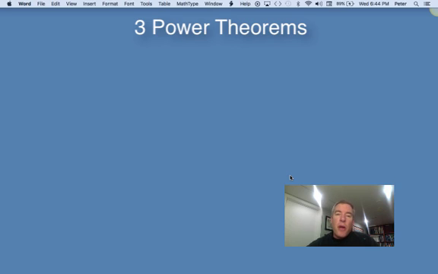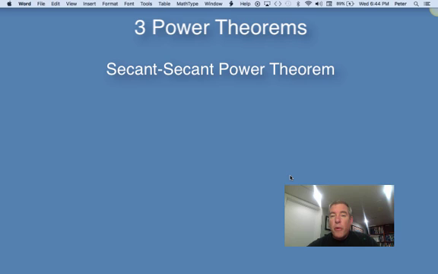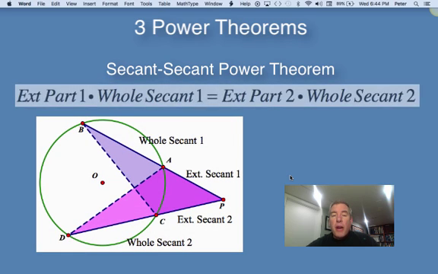It's the external part times the whole secant, which is equal to the tangent squared. Then in the final power theorem, called the Secant-Secant power theorem, we saw that the product of the external part of one secant times that whole secant is equal to the external part of the second secant times the whole second secant. Once again, that proof was based upon the overlapping triangles seen in the diagram.